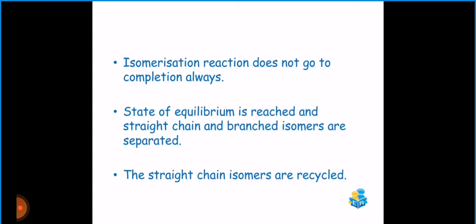You'll see here the arrows that we have, this is an equilibrium arrow. The reason the equilibrium arrow was there is that isomerization reactions do not always go to completion. Instead, a state of equilibrium is reached, and the mixture formed consists of straight-chained hydrocarbons and branched isomers.